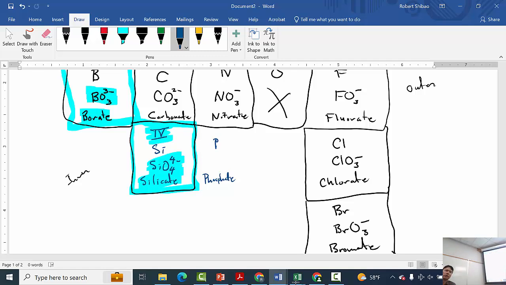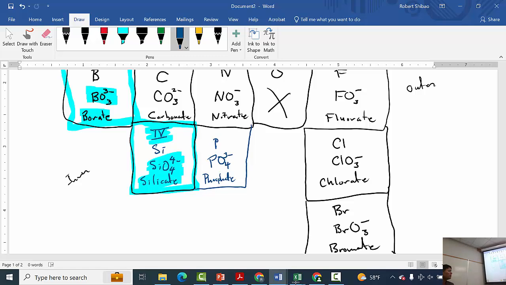This is a fertilizer too. I'm not sure. But what do you think? How many oxygens do you think phosphate has? How many? 4. 4 is correct. So phosphate has 4. And what do you think the charge on phosphate is? -3 or 3 minus. And so that would be phosphate. So if you remember silicate, then we can figure out what phosphate is based on the pattern.